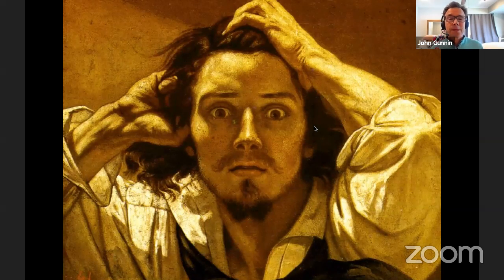There's a very nice self-portrait of Courbet. It's not in your set, but you can think about your other self-portraits that you know.